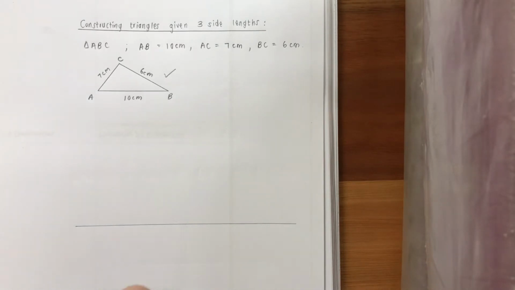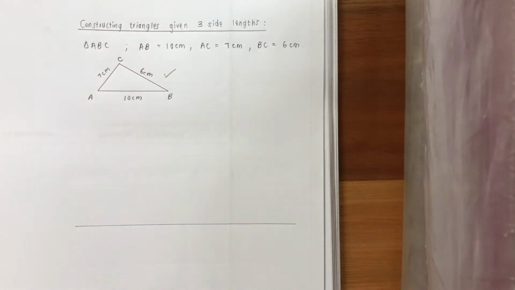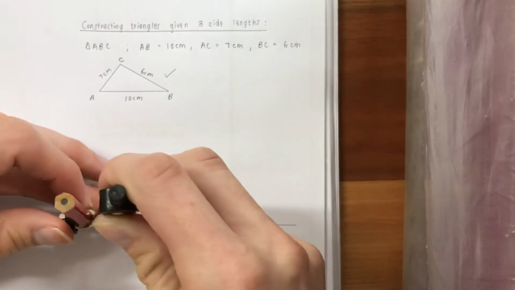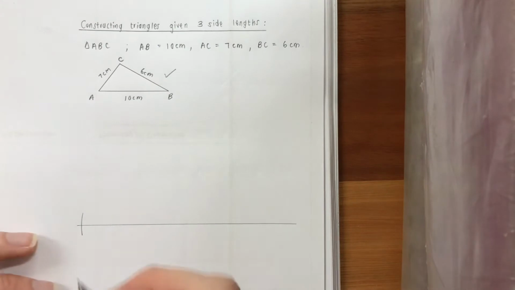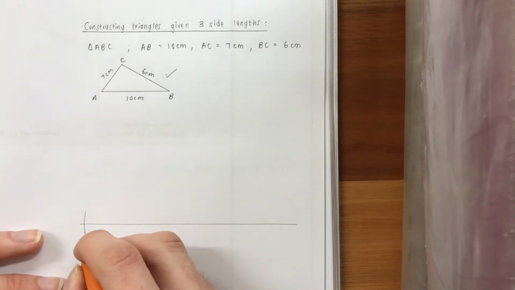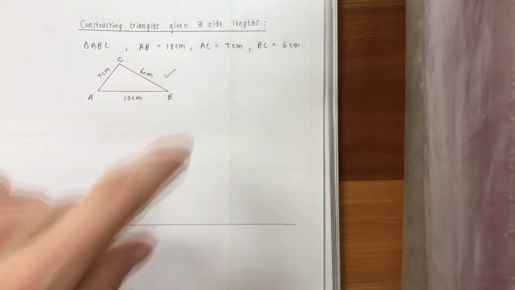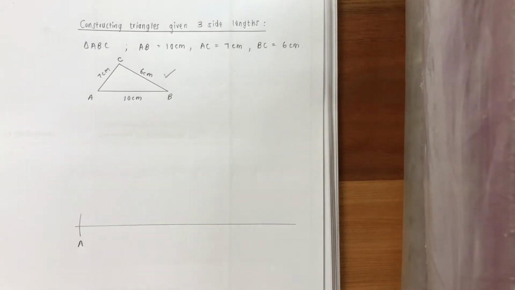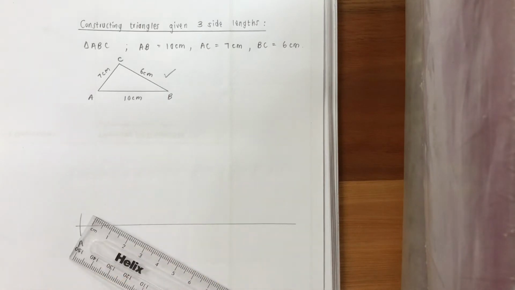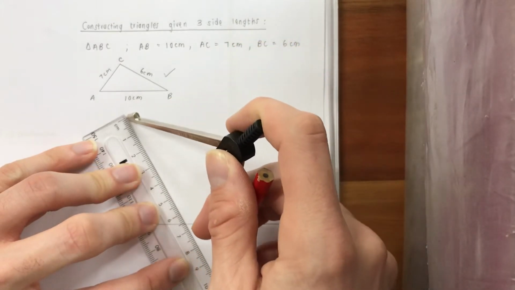So with your compass, you are going to measure. The first thing that you're going to do, we're going to start with AB, which is 10 centimeters long. First of all, we just want any point on the one side, and we're going to call this A. And then we know that AB is 10 centimeters. So now you will take your ruler, and on your ruler you will go to the centimeters and measure 10 centimeters, from there all the way up to there.